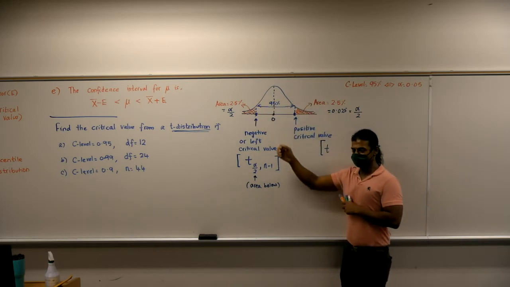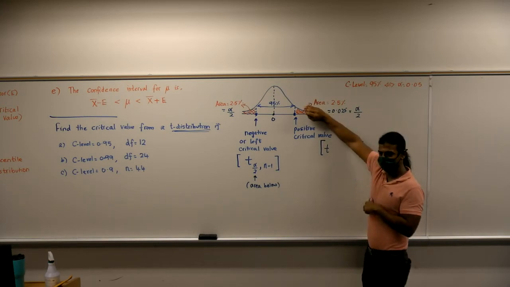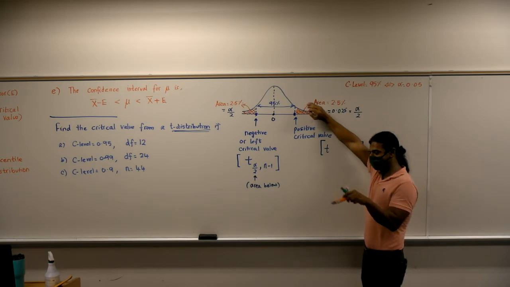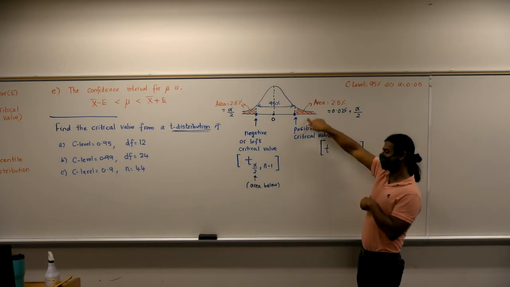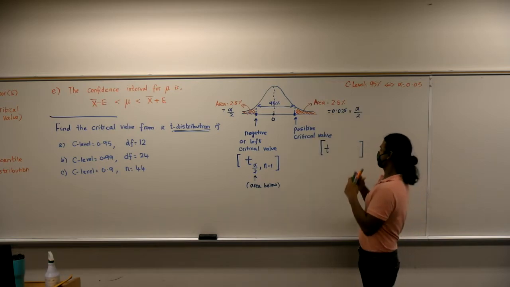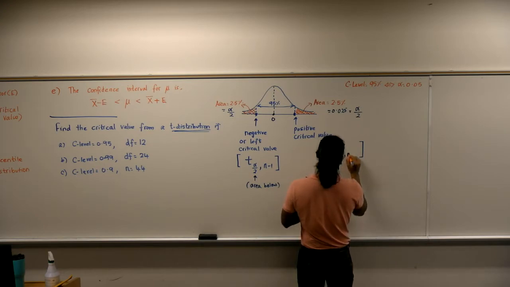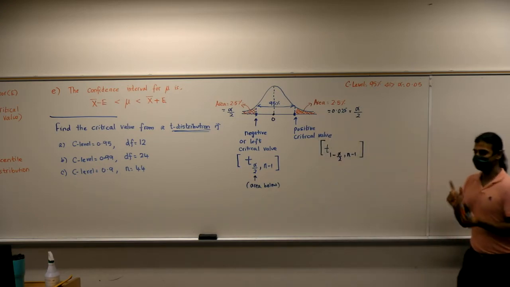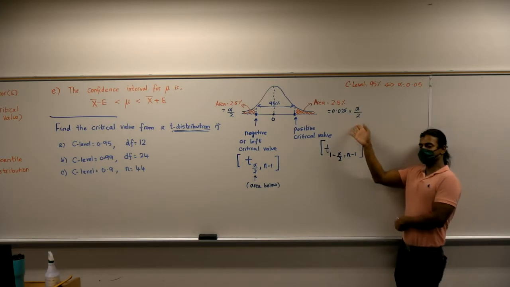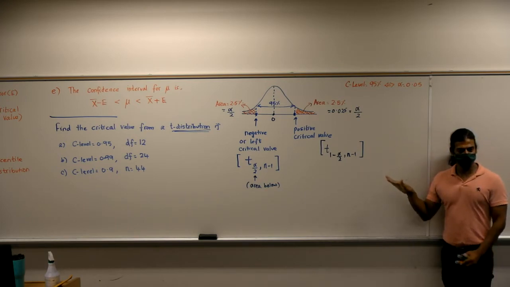100% of a candy bar. You took a bite, alpha over 2. How much are you left with? Full candy bar, you ate 2.5%. How much do you have? 1 minus alpha over 2. It's like you've never eaten candy before. Right? If the area above is alpha over 2, the area below is 1 minus alpha over 2. With me so far? Okay.